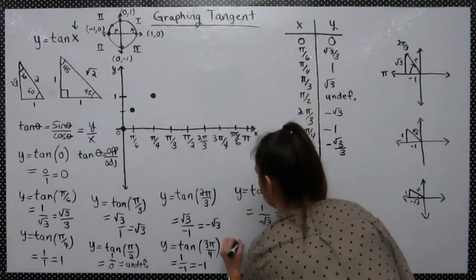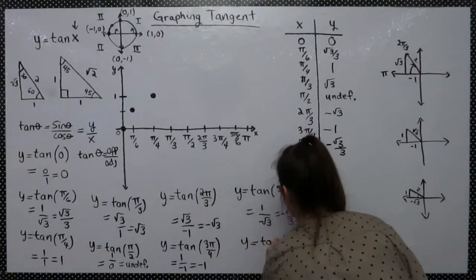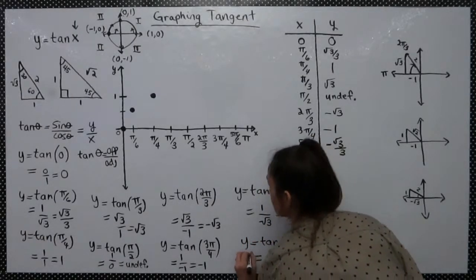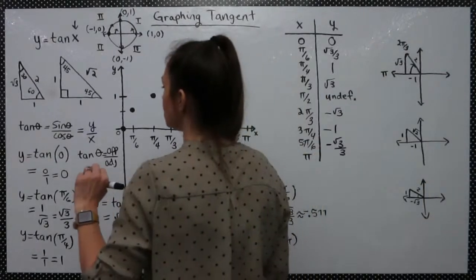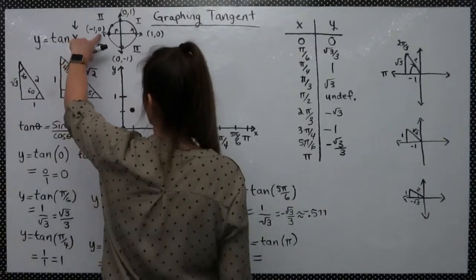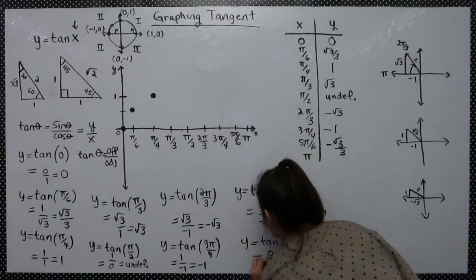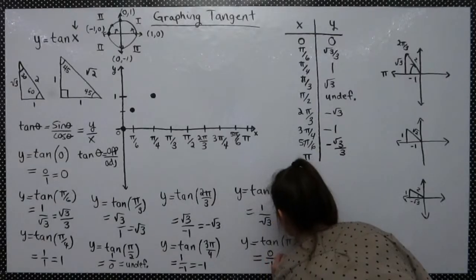So one more. Y equals tangent at pi is going to be opposite over adjacent. Let's see. So, or sine over cosine. So that's 0 over -1, so that's just going to be 0.